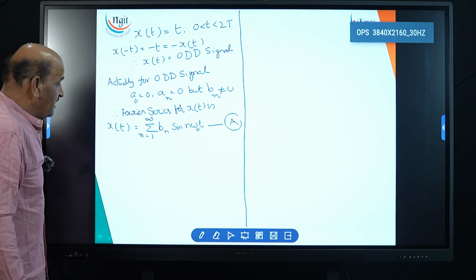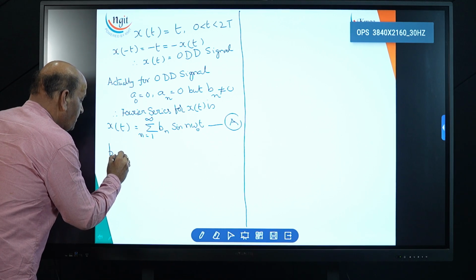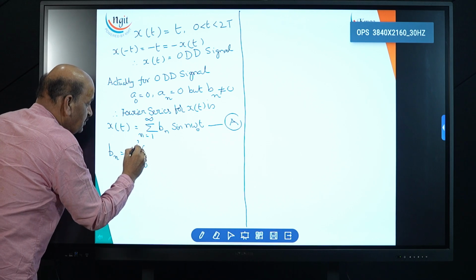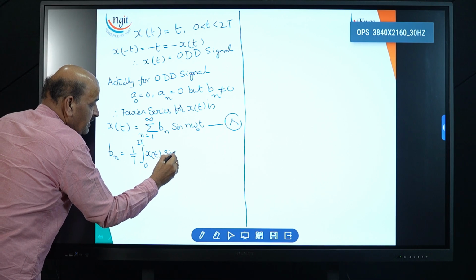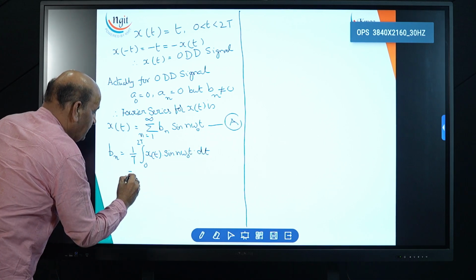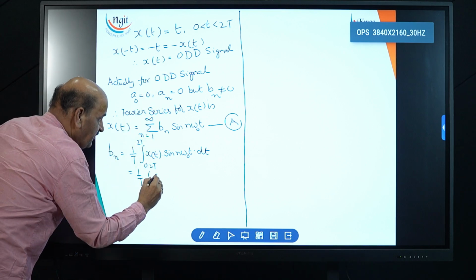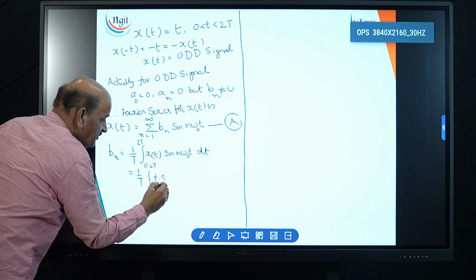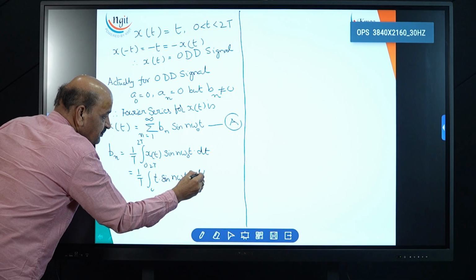Now, in this formula, we just have to find the value of bn. What is bn? bn equal to 1 by T integral 0 to 2T x of t into sin n omega naught t dt. This is equal to 1 by T integral 0 to 2T, x of t means what? t, times sin n omega naught t dt.